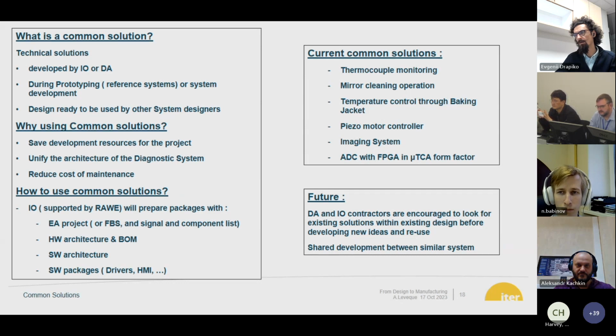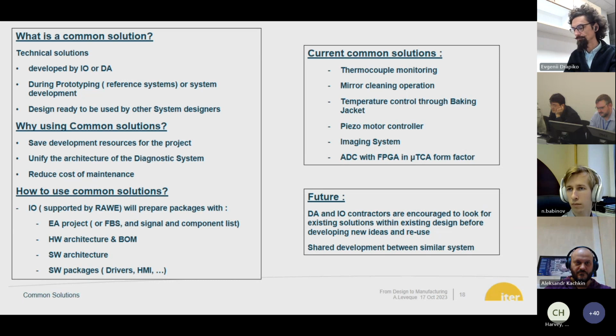And in the future, we encourage the DA and other IO contractors to look to what is existing before inventing something new, and to share the developments between similar systems. So we will have to identify new common solutions, and we will support you also to share and to harmonize everything so that we save time and we have a common approach. So that's all. If you have any questions.